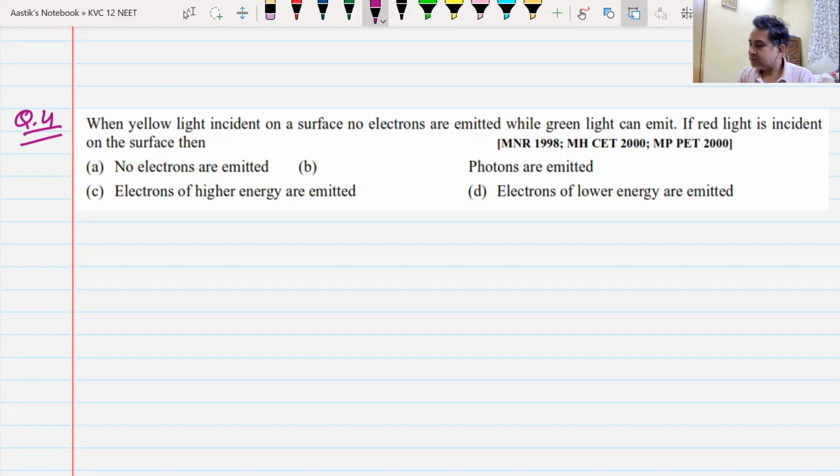A, no electrons are emitted. B, photons are emitted. C, electrons of higher energy are emitted. D, electrons of lower energy are emitted. Which is the correct option here?